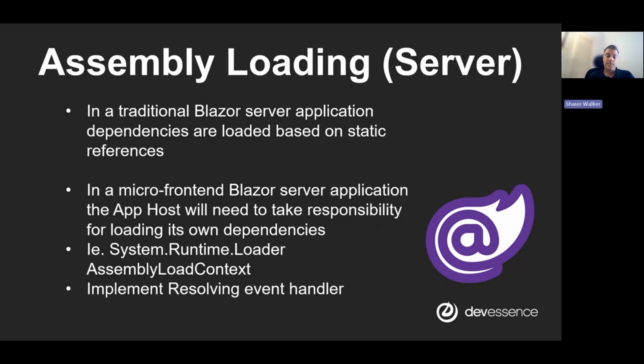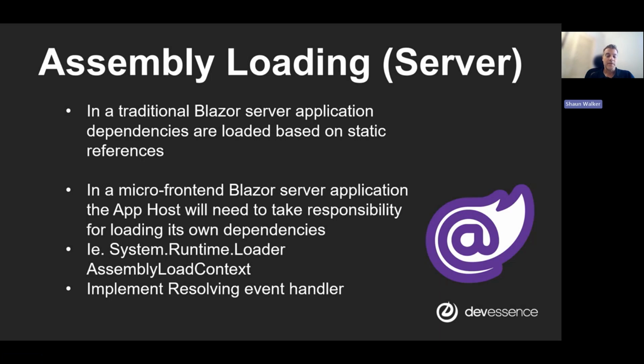The next thing you have to tackle when it comes to micro front ends is assembly loading. I've broken down assembly loading into the two different workloads that you need to be thinking about. There's the server workload, and then there's, of course, the client workload as well if you're using WebAssembly or Blazor Hybrid. But assembly loading is important. In a traditional Blazor server application, all of the dependencies of the application are statically defined as references within the application.